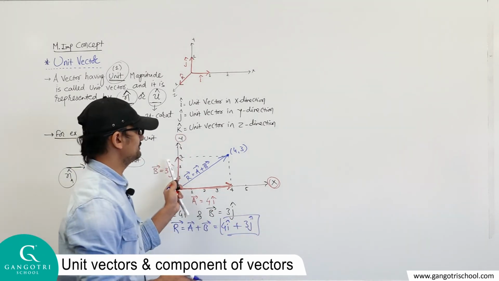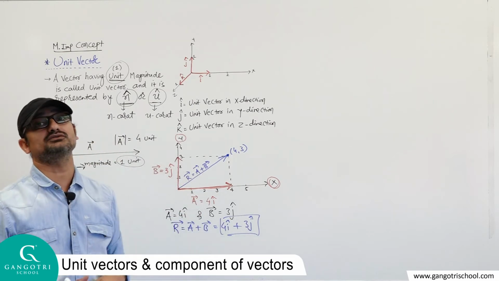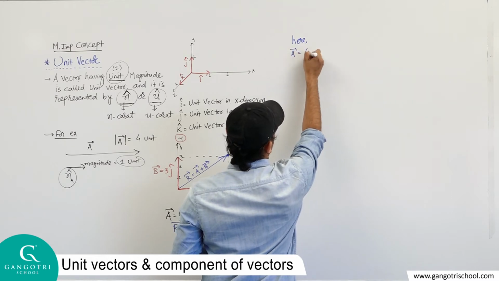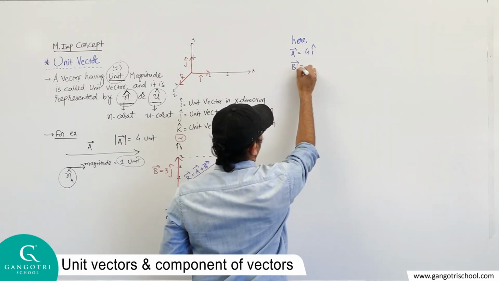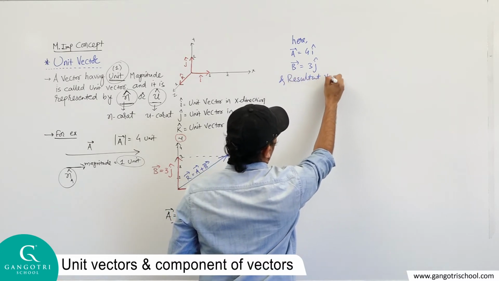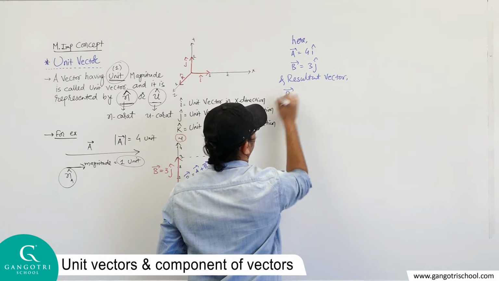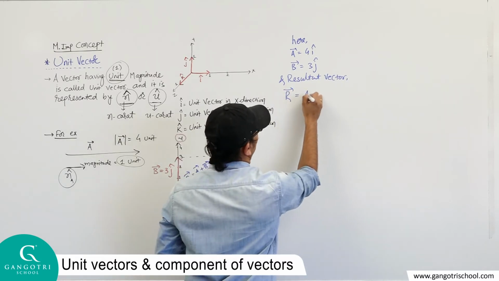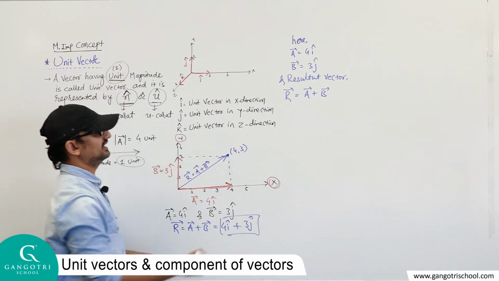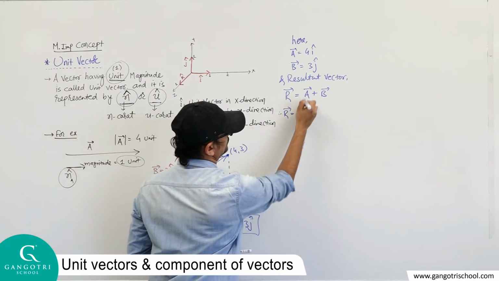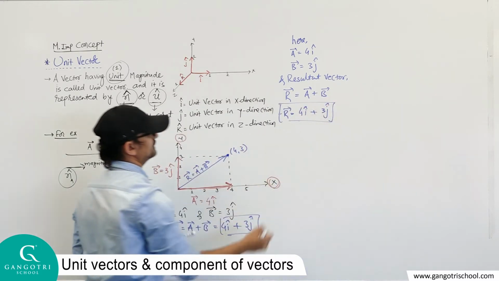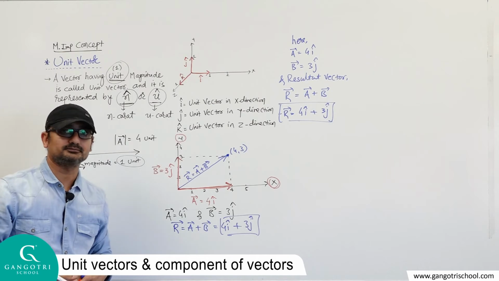So now in this diagram we have three vectors and we have their equations also. Here vector A is equal to 4 i caret, vector B is equal to 3 j caret, and R is the resultant of vector A and vector B. Therefore the resultant vector R is equal to 4 i caret plus 3 j caret. This is the equation of this resultant blue color vector.